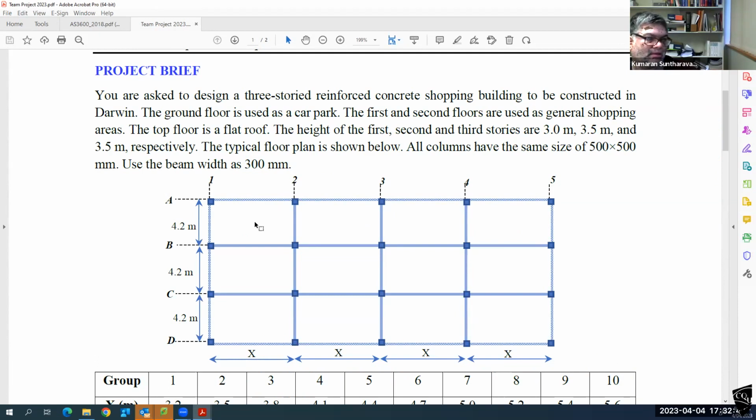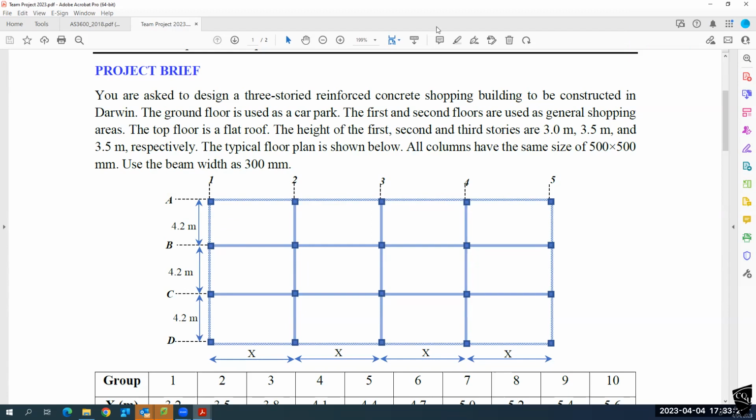So you assume the depth of the slab for the whole thing the same. Don't worry about the other panels. Look at the corner panel. You need to find out whether your assumed depth satisfies the deflection check at the corner panel. If the corner panel is satisfied, all other panels will have lower deflection than the corner panel. So that will definitely satisfy. Okay. So is that clear? Yes, sir.